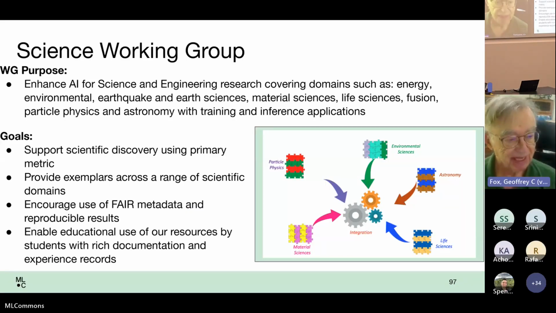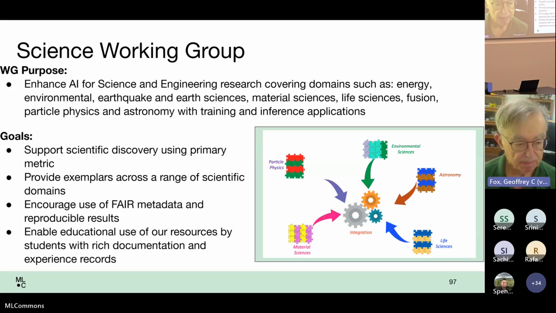So this is an old basic slide, which just says we're trying to deliver on MLCommons' general mission in the area of science and engineering research. And a critical feature of our working group is that we're as much focused or more focused on scientific discovery metrics rather than performance metrics. And there are lots and lots of scientific domains, and so there are actually potentially a lot of possible benchmarks we can develop.